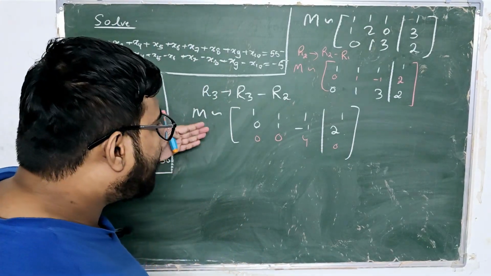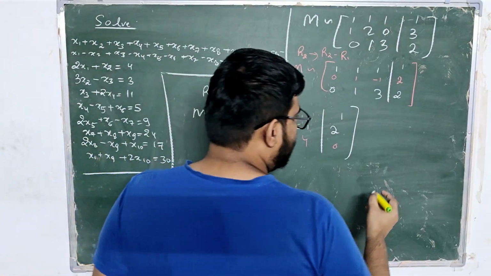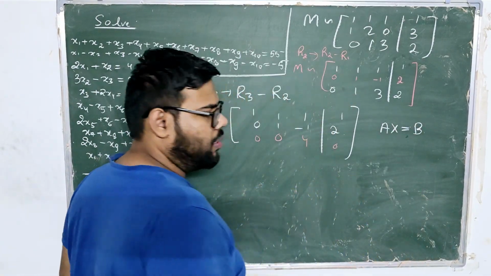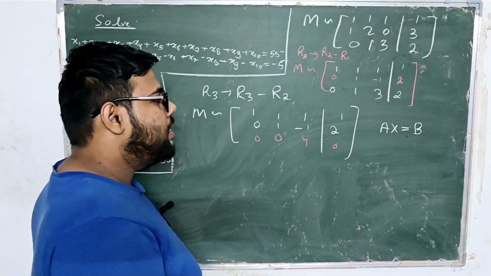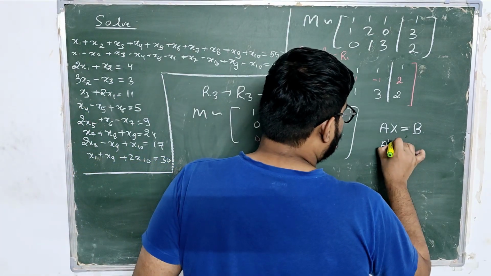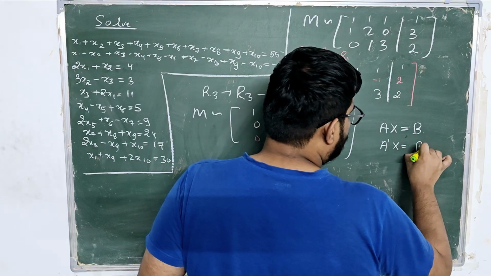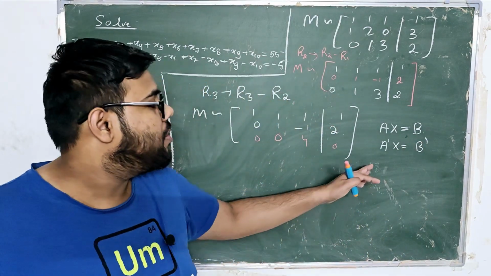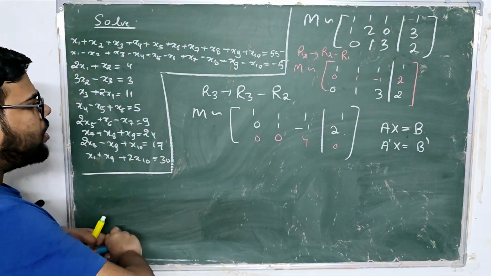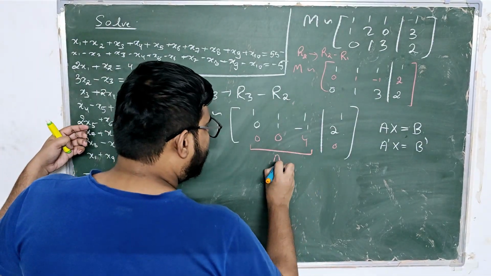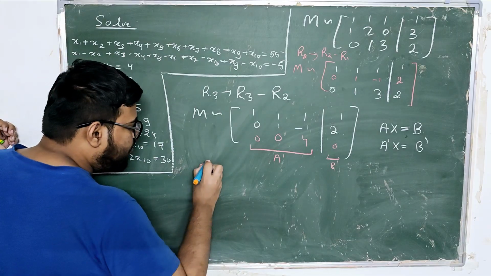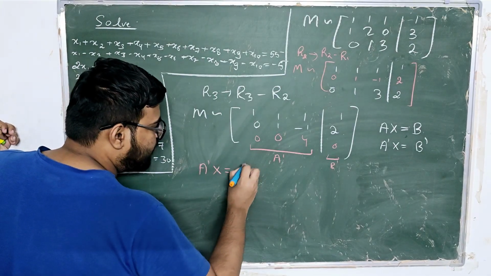So now we know the property that if Ax is equal to B gives us the solution, then after row transformation, if we get the equation A prime x is equal to B prime, then this also gives the same result. So this is actually A prime and this is B prime.